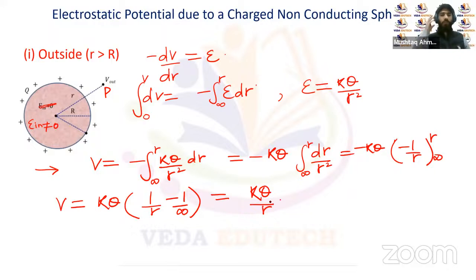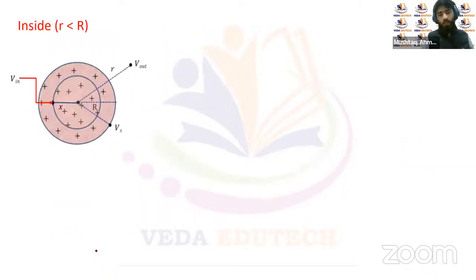So it means that for a non-conducting sphere, or even if there is a conducting sphere, the potential outside the sphere will be the same as that of a point charge at a distance of r. So KQ over r will be the potential for the outside region. So V outside will be equal to KQ over r. This will be the potential due to this solid non-conducting sphere for a point which is outside the sphere, right?